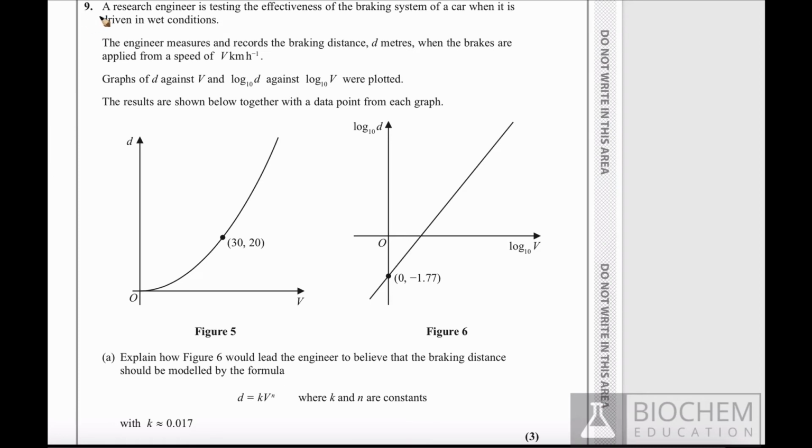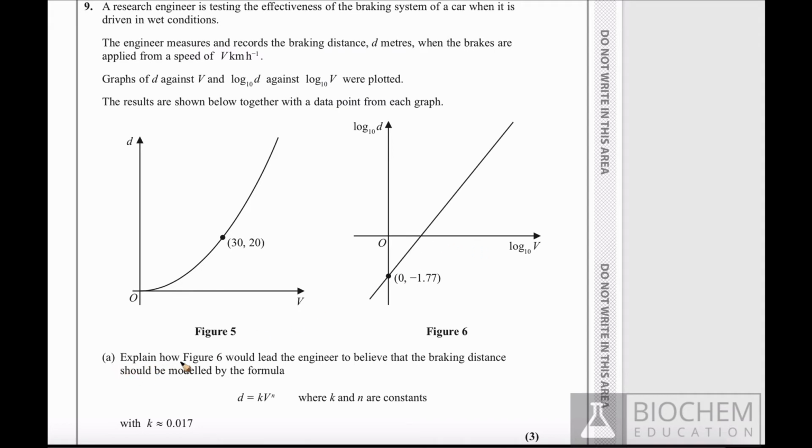Question 9. A research engineer is testing the effectiveness of the braking system of a car when it is driven in wet conditions. The engineer measures and records the braking distance, measured in meters, which is d meters, when the brakes are applied from a speed of v kilometers per hour. The graphs of d against v, which is figure 5, and log to the base 10 of d against log to the base 10 of v were plotted, and this is figure 6.